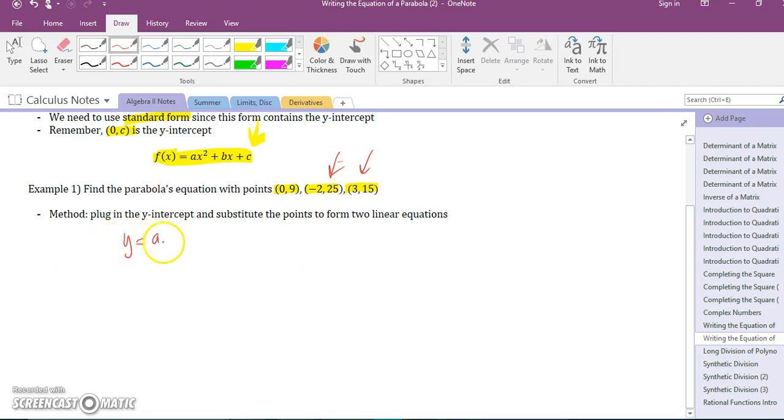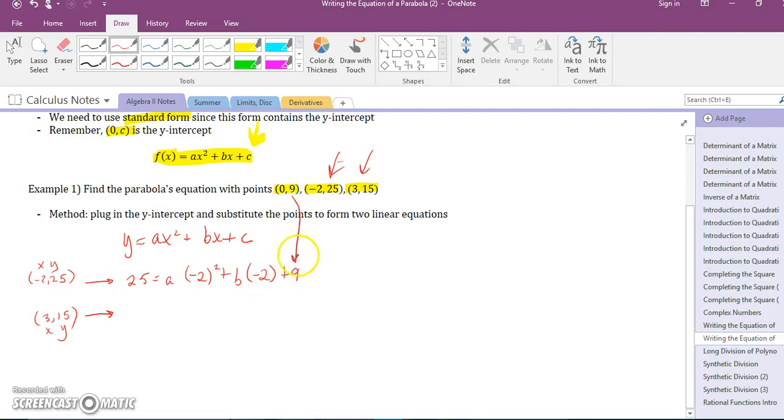So I'm going to take this here, and I'm going to write it over 2 times. First with the point (-2, 25), and then with the point (3, 15). So remember, these are our x, y values. For y here, I'm going to put in 25. I don't know a. I'm trying to find a. The x value that goes there is -2. I don't know b. I'm trying to find b. Bx. And then for c, well, I know what c is. That's the y-intercept. So all my x's went where my x's went.